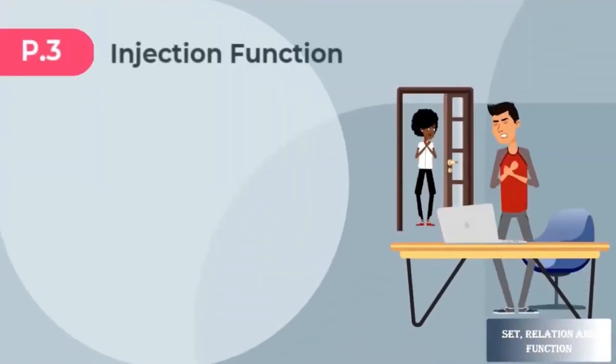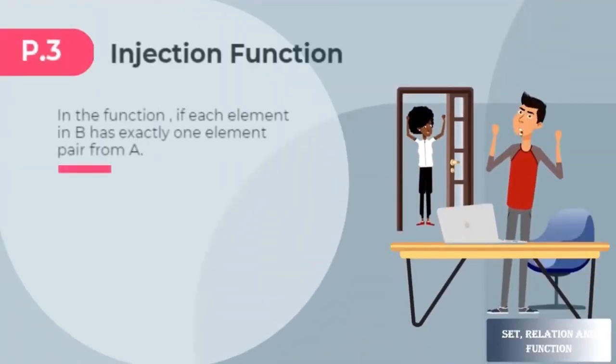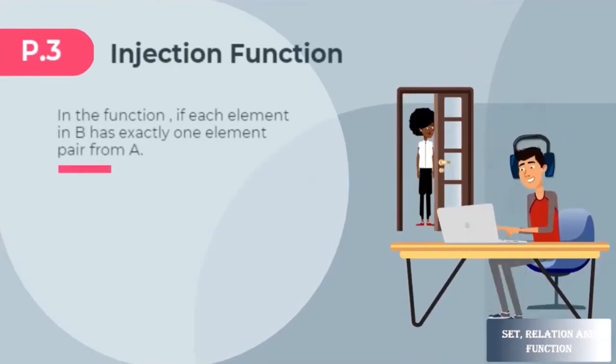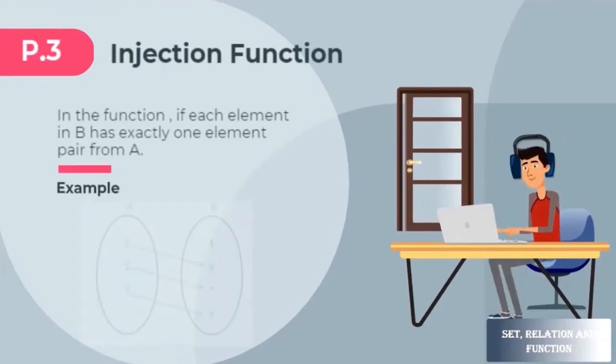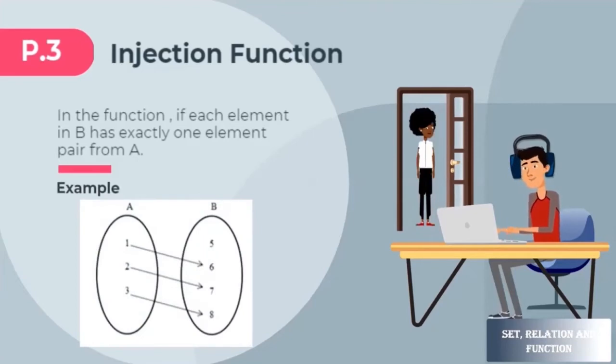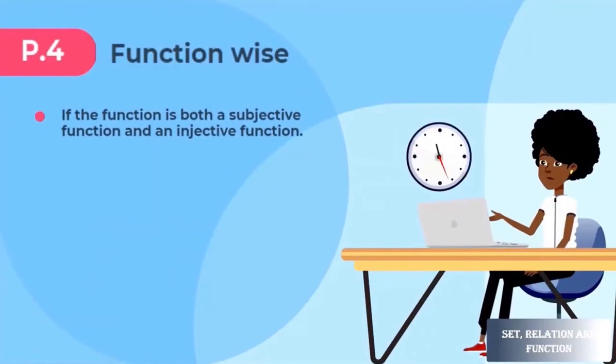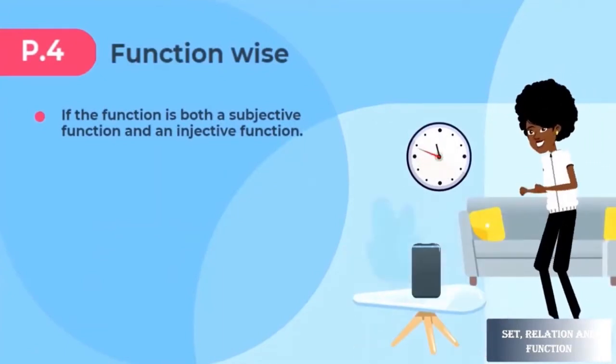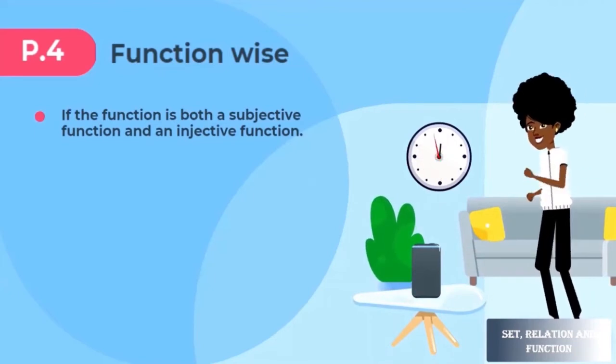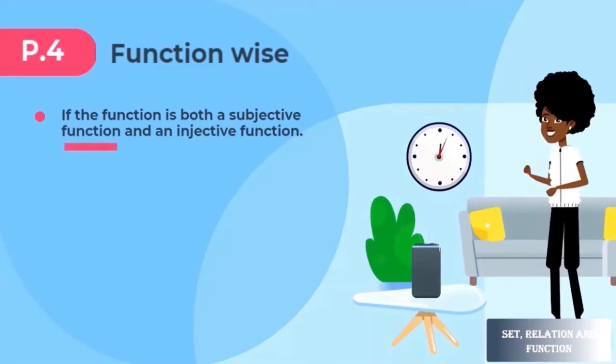Third, the injective function. In the function, each element in B has exactly one element pair from A. And fourth, the bijective function. A function is bijective if it is both a surjective function and an injective function.